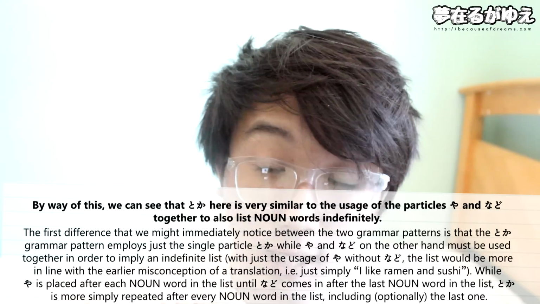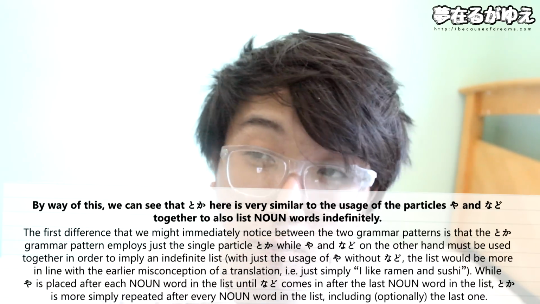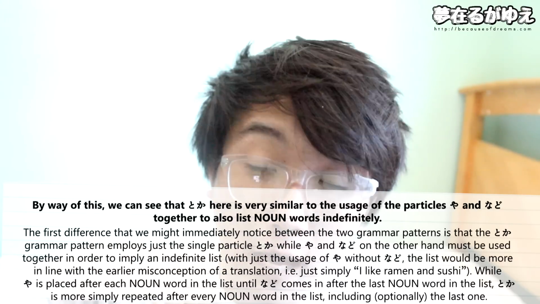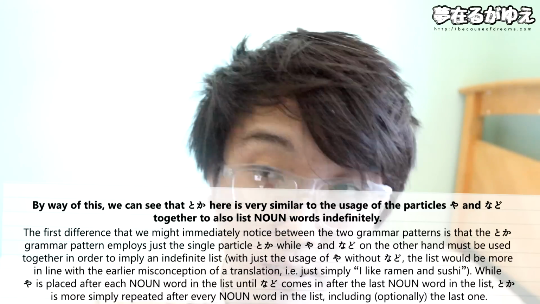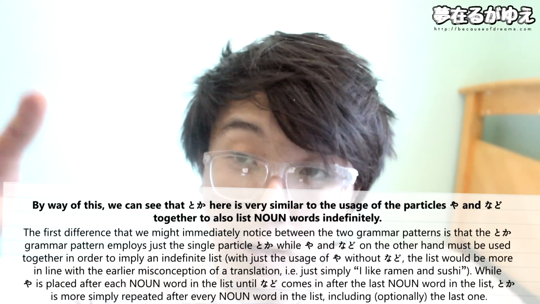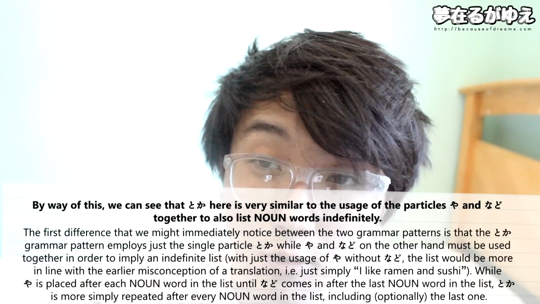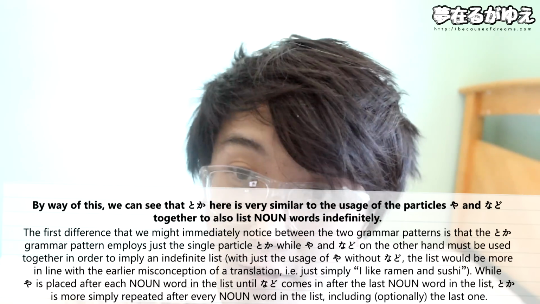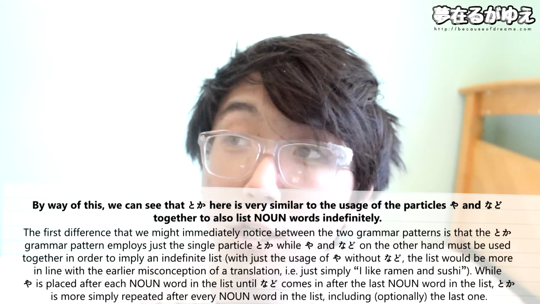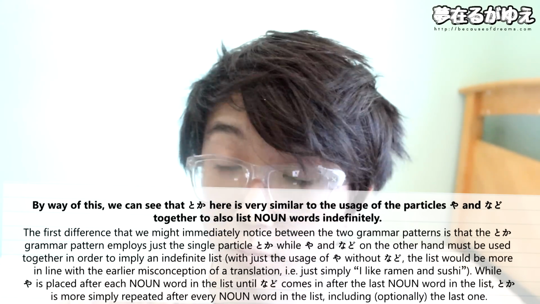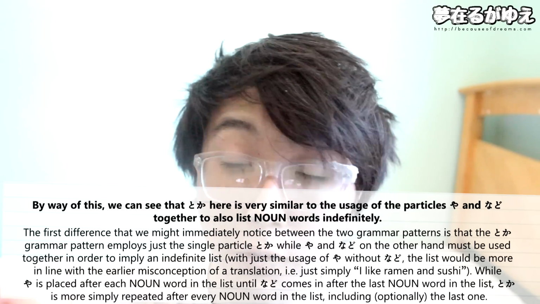And so by way of this, we can see that toka actually resembles another grammar pattern that we have covered before, which is the usage of the particle ya, which translates to "and," combined with the particle nado to imply that the list of noun and noun goes on indefinitely. If you haven't watched that video yet, check it out. We'll include a link in the description and probably an annotation right here. So ya nado is pretty much identical to toka here. There are some differences. Probably the main one that you can tell from the start is that when we're using toka, we're only using one particle, toka, over and over again, presented after each noun that we use in the list.